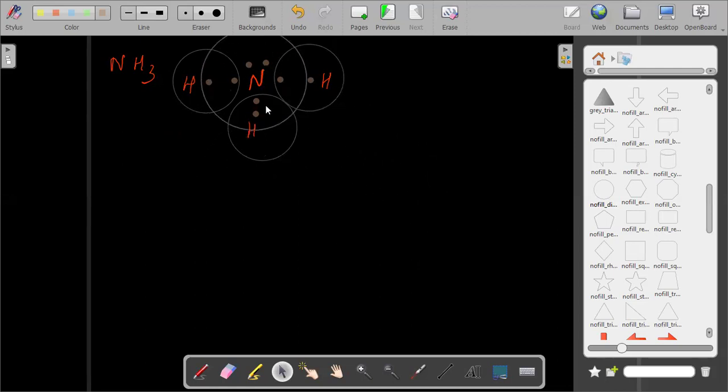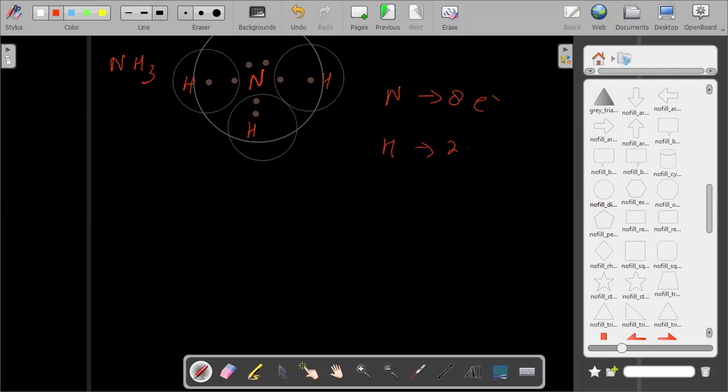Now see, nitrogen is sharing 3 electrons, so it is also gaining 3 electrons here. If you count the total number of electrons with nitrogen, nitrogen has a total of 8 electrons. Hydrogen has a total of 2 electrons each. Got it? So now the valency is satisfied for all of them. Yes, sir. So this is covalent bond formation. I hope everyone has understood the covalent bond formation.